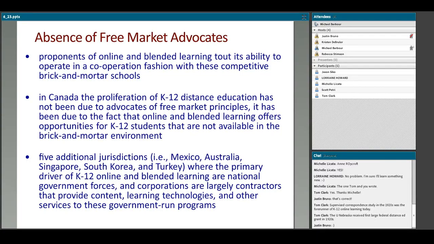So, as I state here, there are five particular jurisdictions that I use as examples where you're seeing government forces and corporations coming together in partnership for the larger, greater good, with, in many instances, the corporations primarily being contractors for services as opposed to being folks that directly run opportunities for K-12 distance education.